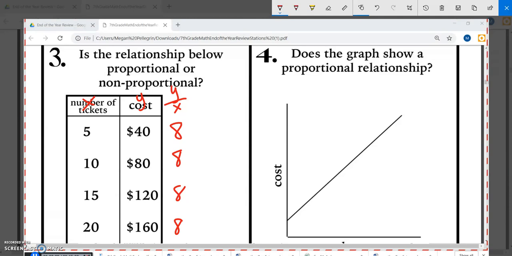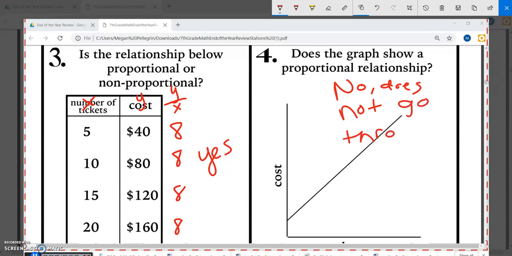Okay, so is it proportional? Yes. Does the graph show a proportional relationship? No, it does not. It does not go through the origin. It's always good to know why it is or is not.